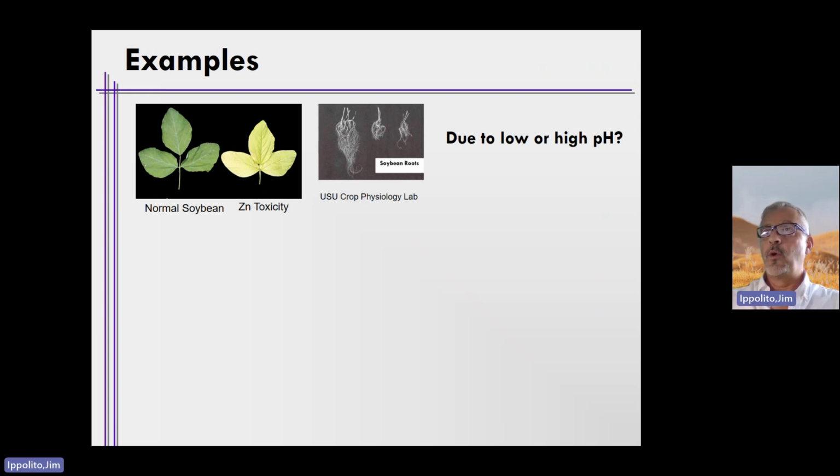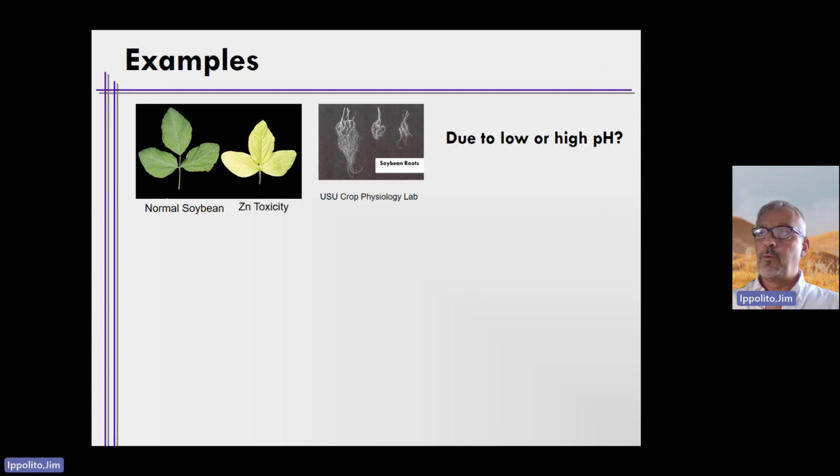Here's an example of normal soybean on the left and zinc toxicity on the right. And when you see this, this leaf doesn't really look like a deficiency. You'll learn that throughout this semester. This definitely is not a deficiency symptom.